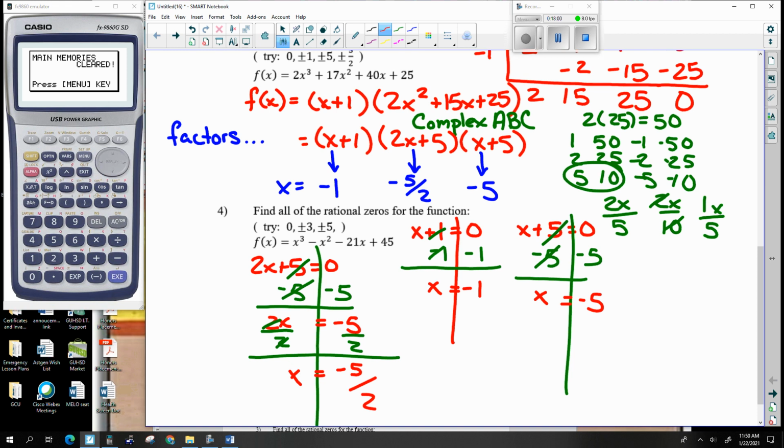So if push comes to shove, you can just set the piece equal to 0. Or if you remember, my statement is opposite number over letter. Opposite number over letter. Right? And again, these are the zeros. So factors can be created into zeros. Factors give you zeros.